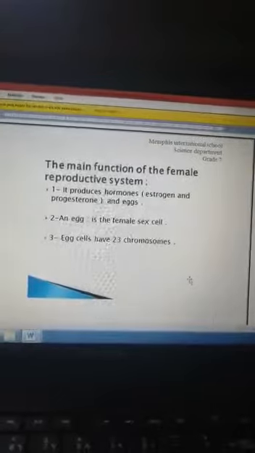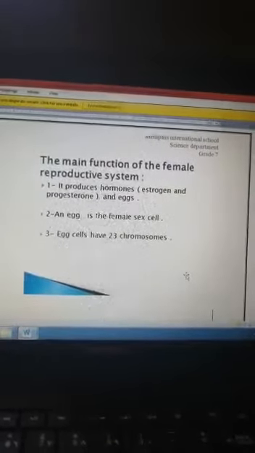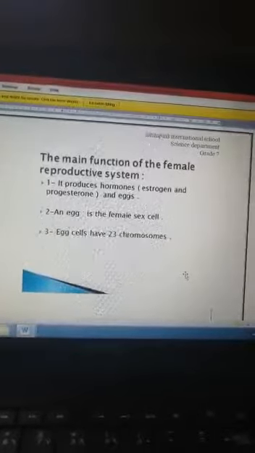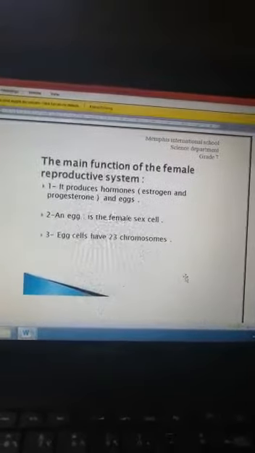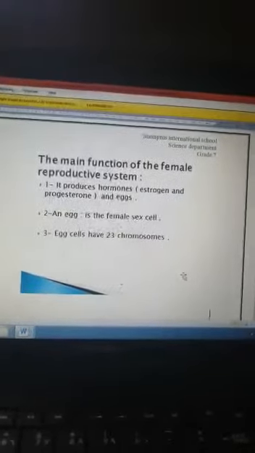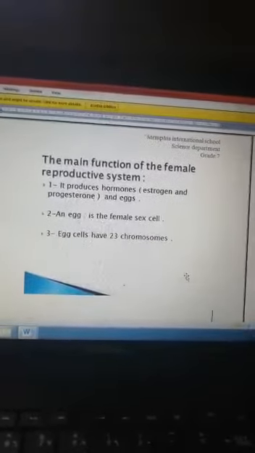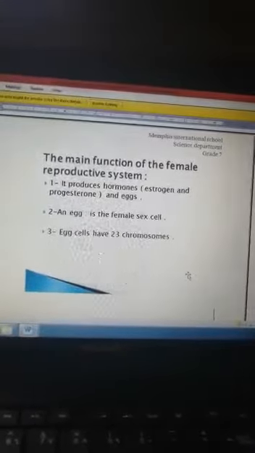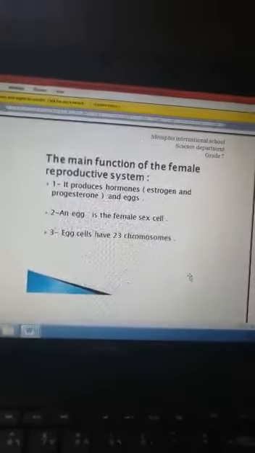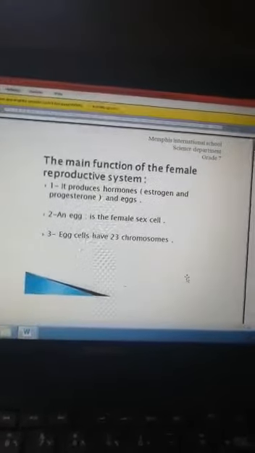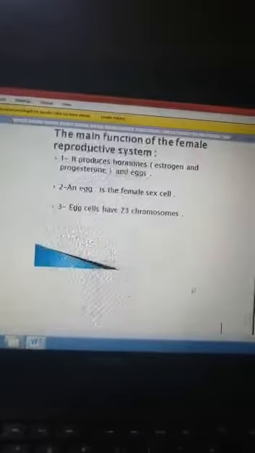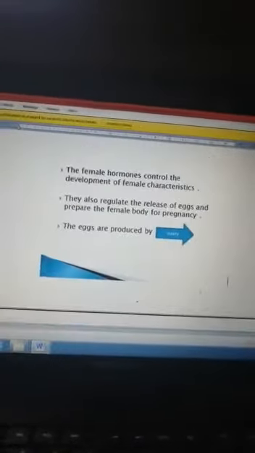Now we will talk about the female reproductive system. Number 1, it produces hormones. Number 2, it produces eggs. Egg is a female sex cell. Each egg cell has 23 chromosomes, like the sperm cell has 23 chromosomes.